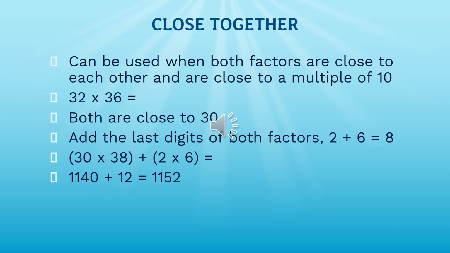Then next is to add the last digits. In this case we have 2 and 6, that gives me 8, and add that to 30, which is the multiple of 10 that we decided earlier, and proceed with a new multiplication sentence. That's 30 and 38, and then add the product of the last digits, which are 2 and 6. So 30 and 38 gives me 1140, and 2 times 6 is 12. Adding 1140 and 12, that's equal to 1152.